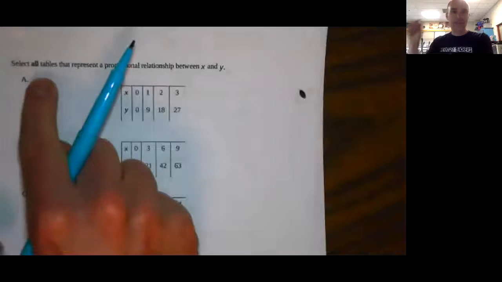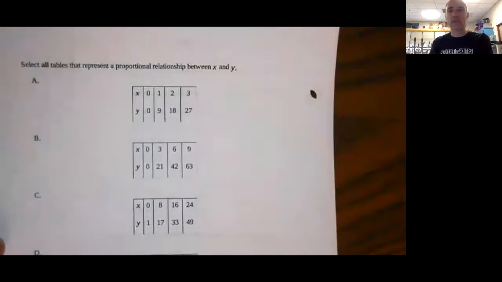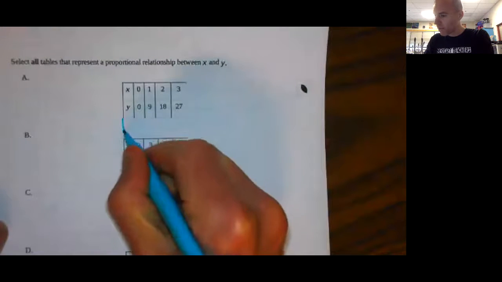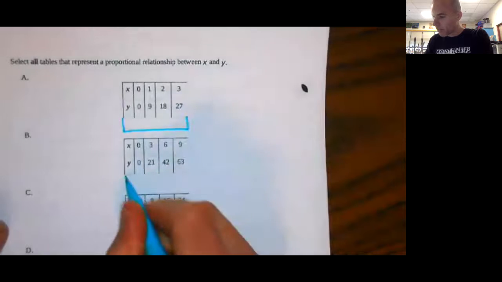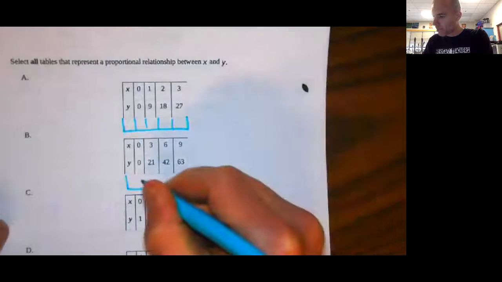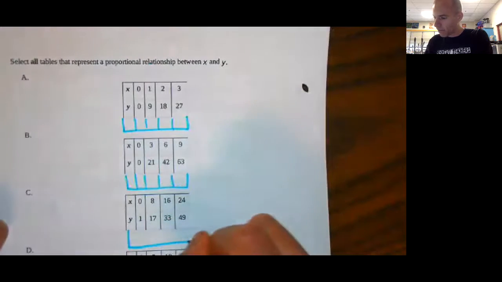The next one, on the other hand, says select all tables that represent a proportional relationship. And so on this one, we do need to check them all to make sure that we're making all the right selections. I think this one gives me enough room. So on the bottom of each one of these, I'm just going to put a new row that represents the Y value divided by the X value for each one of these columns.